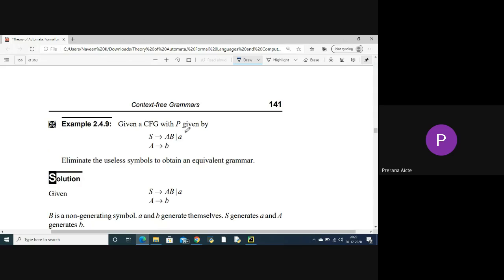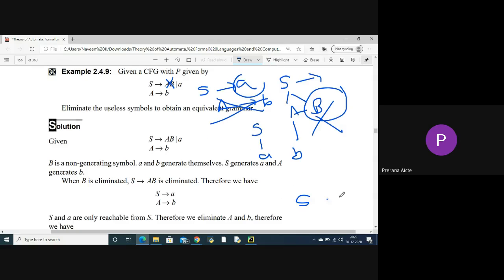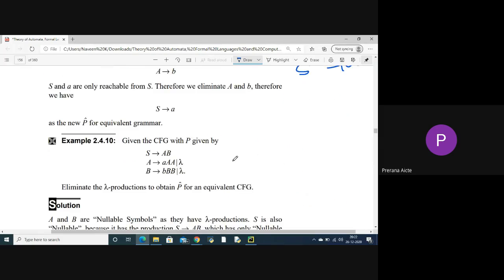Here we need to eliminate the useless symbols. S tends to AB. So A can be replaced by small b. So there is no production for B. So the productions which contain the capital C, capital B, these are useless symbols. S tends to AB is useless. So now the grammar is S tends to small a and A tends to small b. And if I use S tends to small a, there is no capital symbol on the right side here. So A is also useless. So the final grammar is S tends to small a only.